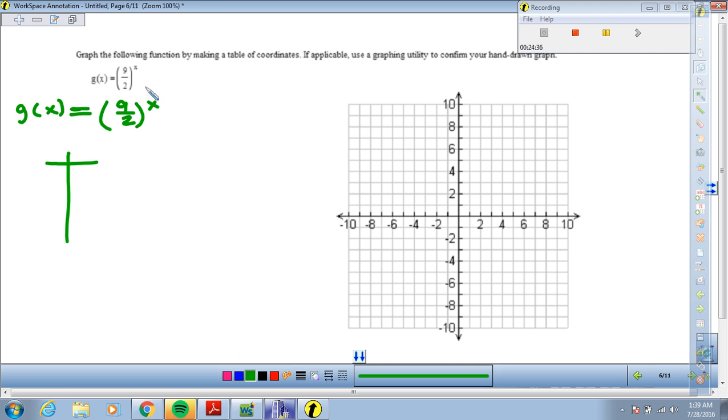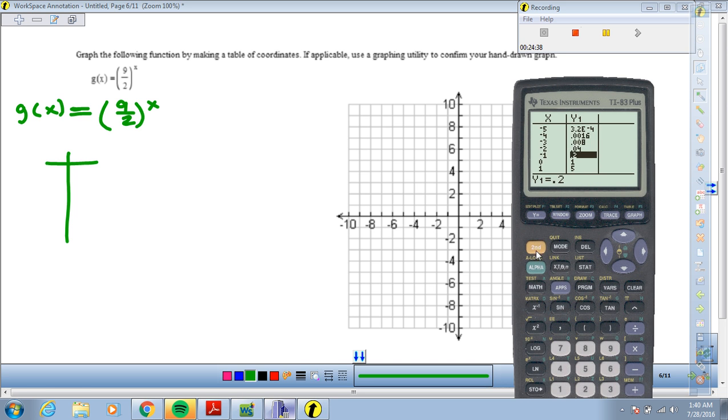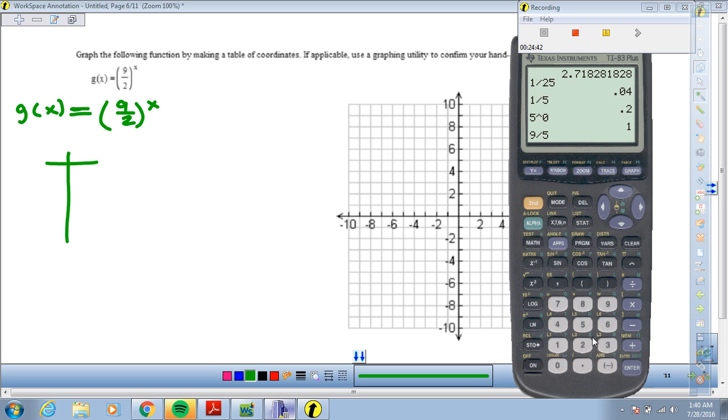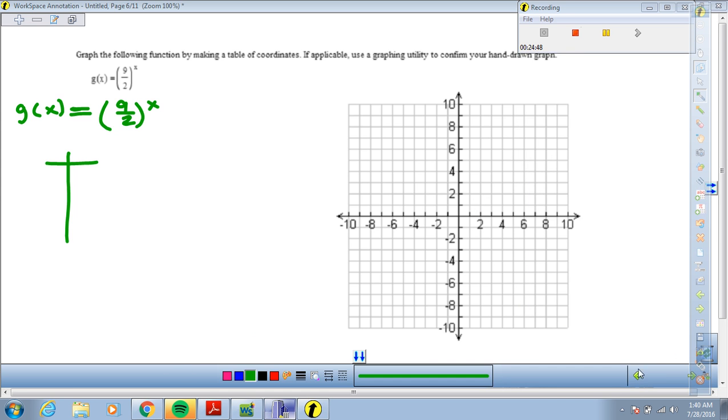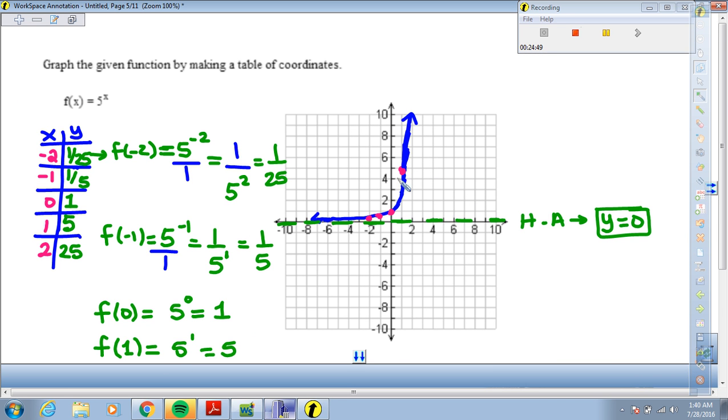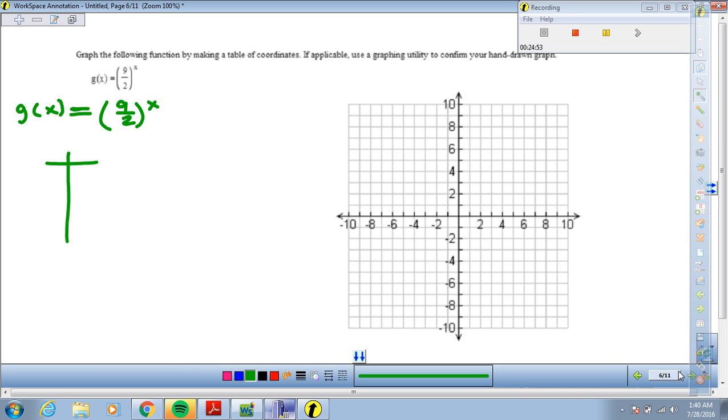This one, 9/2, in decimals is 4.5. That's still a number greater than 1. So the shape should be the same as this one. I mean, not exactly having the same points, but the shape overall from left to right needs to be rising.